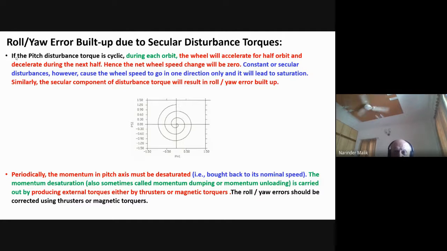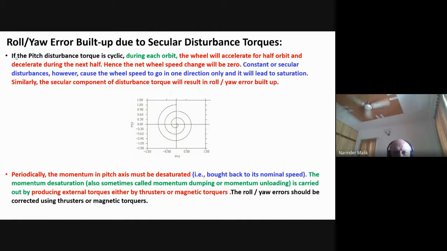So what you are doing is, the disturbance torque is getting accumulated in the wheel speed over time, and when the wheel speed reaches an upper threshold or a lower threshold, you give an impulse, you create a disturbance in the opposite direction, and the attitude control will try to control that opposite disturbance. In that process, it will bring down the wheel speed.